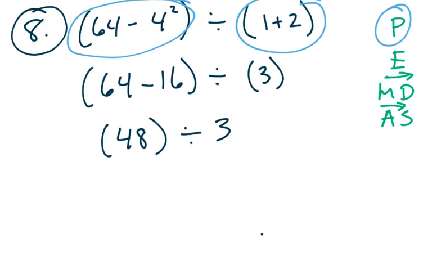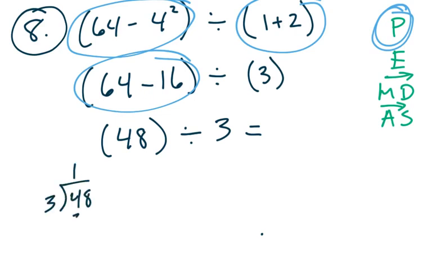And so that equals, and so we did parentheses again first. And so then 48 divided by 3 is, I don't know, 48 divided by 3, 16. 16. Okay, and that's our final answer.